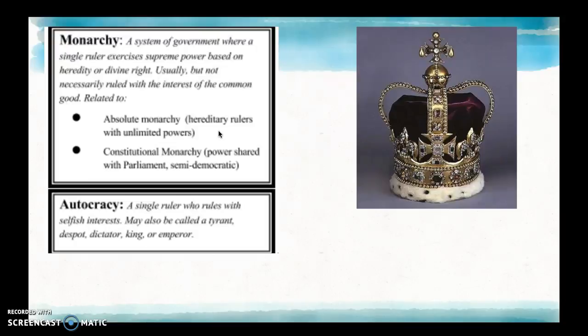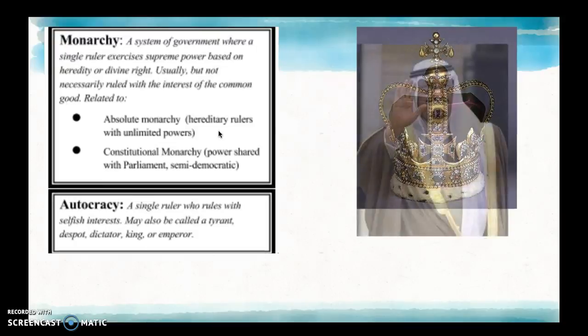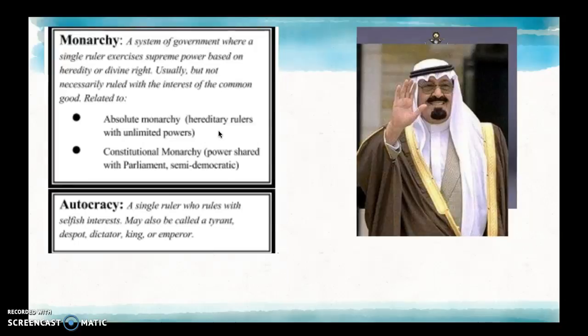Today, we see an absolute monarchy in Saudi Arabia. Here's King Salman of Saudi Arabia, the absolute monarch. Another type of monarchy is a constitutional monarchy. This is where the king or the queen shares some power with parliament and it's semi-democratic. We see constitutional monarchies all over Europe today. Spain, Sweden, Denmark, they all have constitutional monarchies.